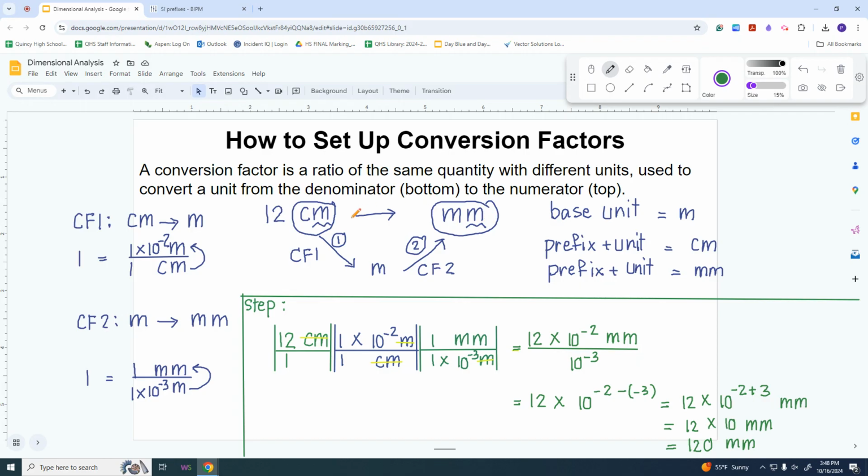So it's a simple conversion that you can do in your head, but I just did this to show you the process, okay? You have to learn how to set up a conversion factor and work through it. So I hope you understand better now, okay.